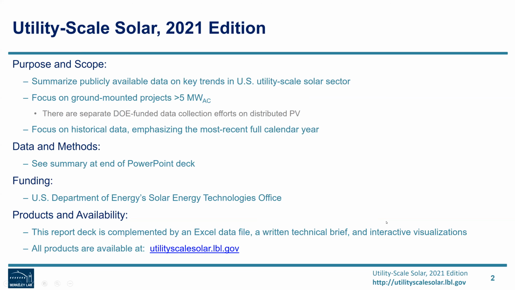Okay, just a little background on this report. We've been doing this report for 9 years now, and its purpose is really to summarize data, most of which is publicly available, on key trends in the U.S. utility scale solar sector. We define utility scale to include any ground-mounted projects that are larger than 5 megawatts of AC capacity. So if you're interested in smaller projects, we're not going to have much content for you here today. We do have a separate effort that focuses on smaller ground-mounted projects as well as roof-mounted PV projects, and that's called Tracking the Sun, and you can find all of that material at trackingthesun.lbl.gov.